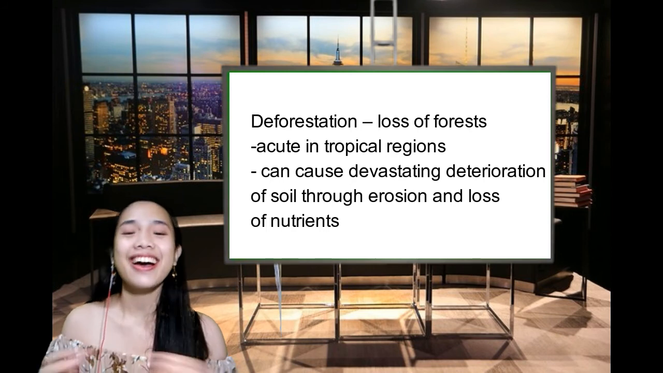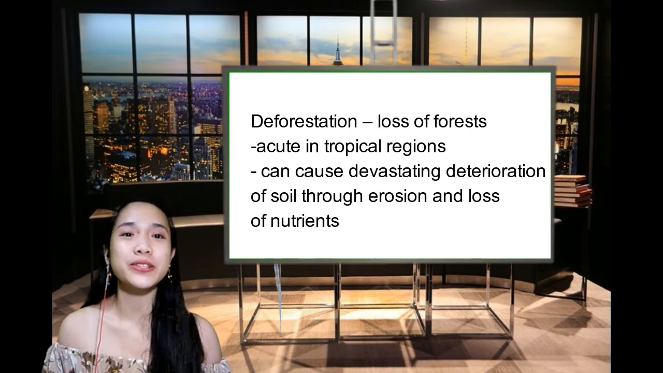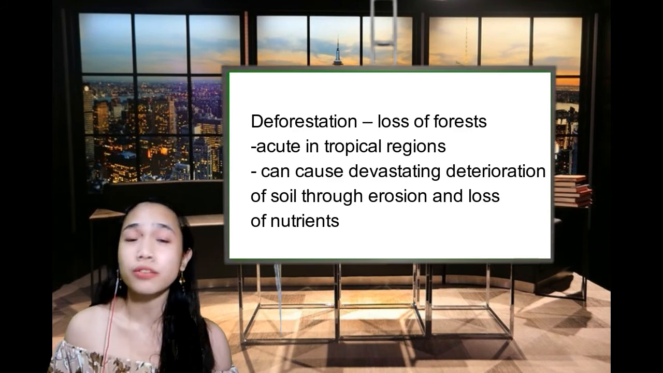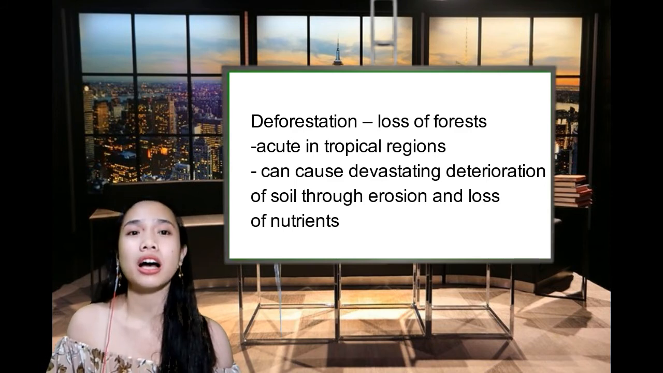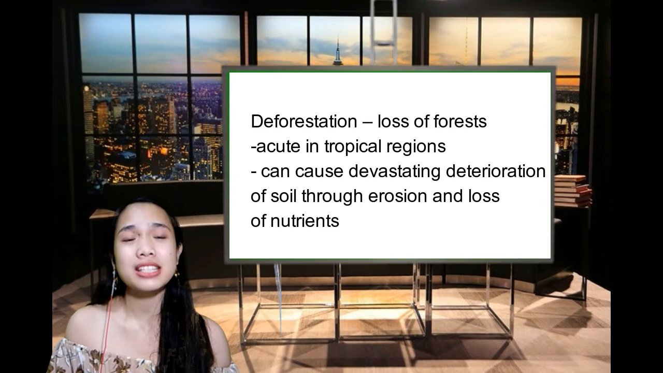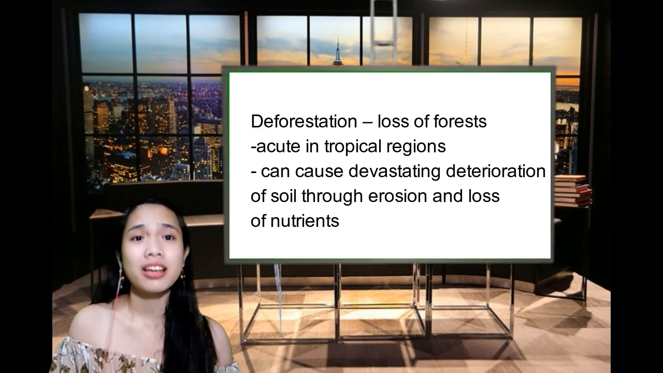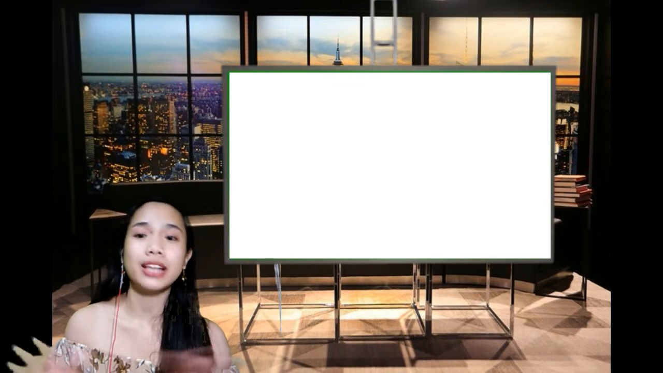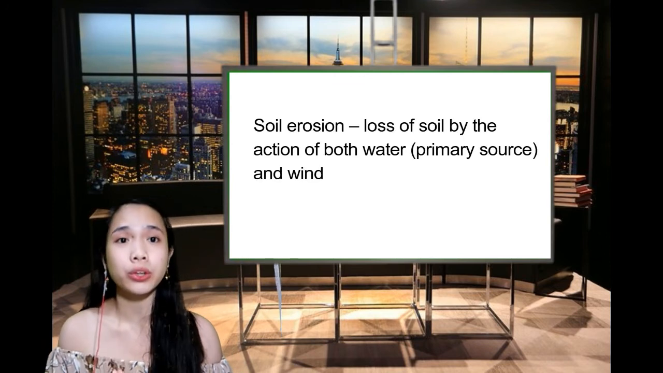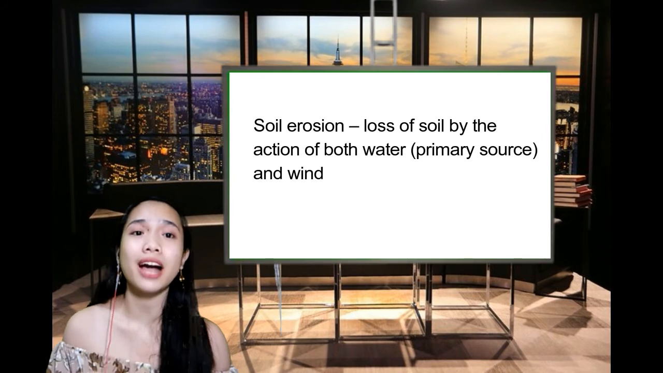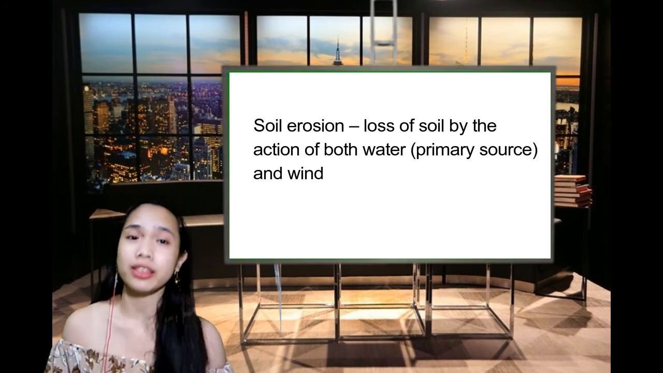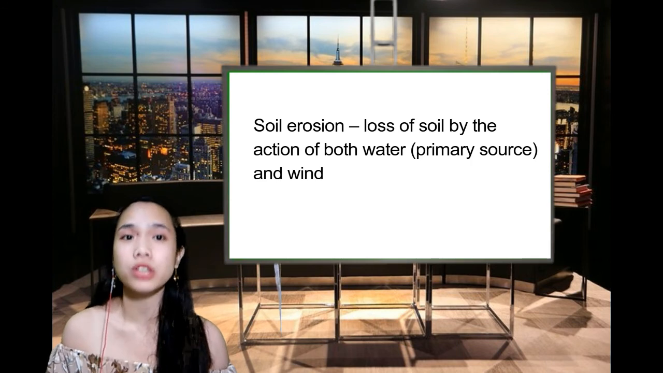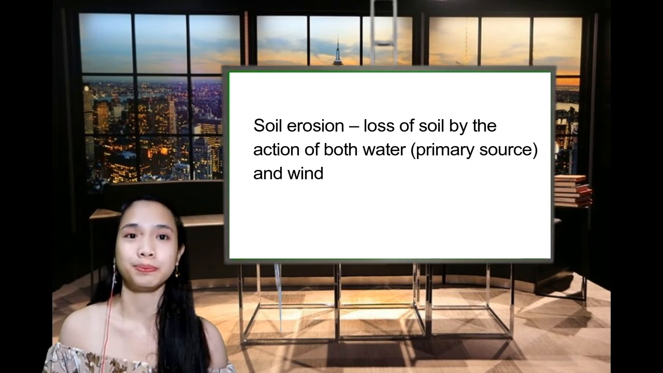So yeah, anyway, deforestation also has devastating effects such as erosion, loss of nutrients of the soil, and the worst case scenario is extinction of species of plants or animals. So the last one is soil erosion, or the loss of soil by the action of water and wind. And just so you know, water is the primary source of soil erosion.